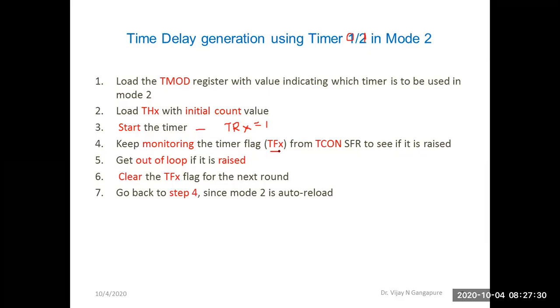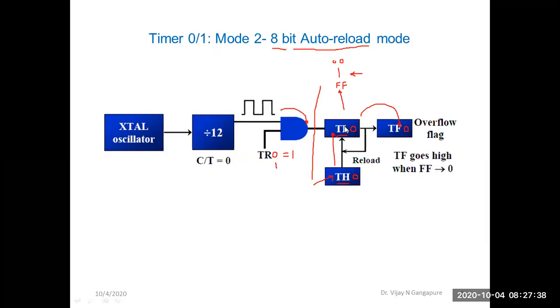The TFX bit will get set when the count in TL rolls over. Because when we start the timer, the count in TL will start incrementing. When you turn on the timer, these pulses will start reaching the output of this gate, and the count in TL0 will start incrementing from whatever initial value is loaded from this TH register.